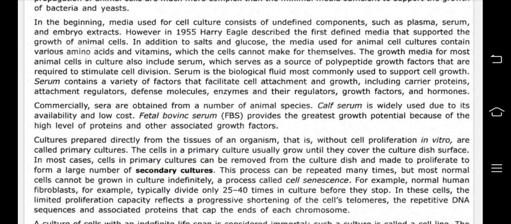Serum contains a variety of factors that facilitate cell attachment and growth, including carrier proteins, attachment regulators, defense molecules, enzymes and their regulators, growth factors, and hormones. Commercially, sera are obtained from a number of animal species. Calf serum is widely used due to its availability and low cost. Fetal bovine serum, or FBS, provides the greatest growth potential because of the high level of proteins and other associated growth factors.